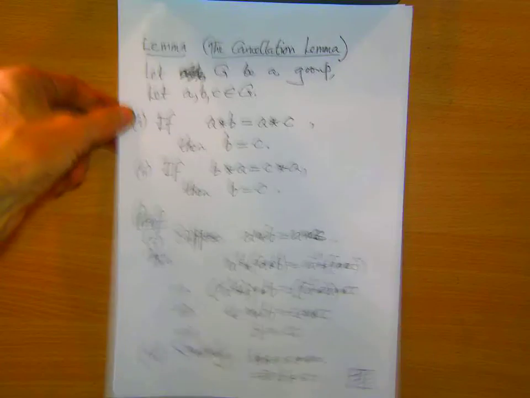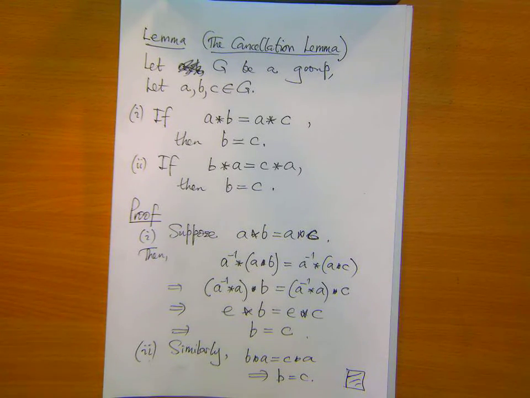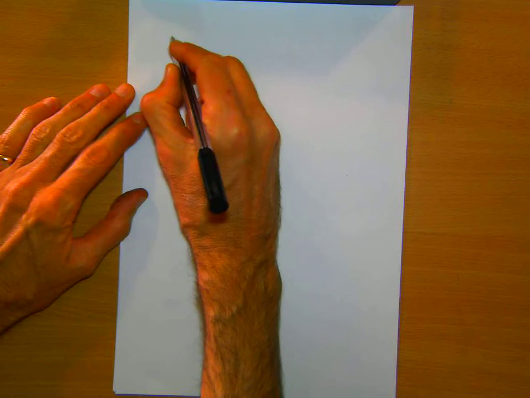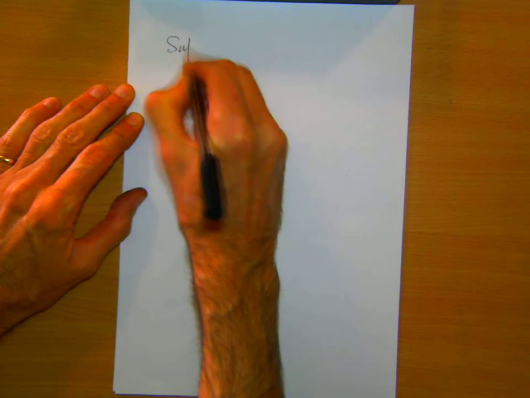So the cancellation lemma is again a basic result of group theory we use all the time. We can cancel on the left, we can cancel on the right. Which is good. And let's do a little application of that now. Suppose G is a finite group.